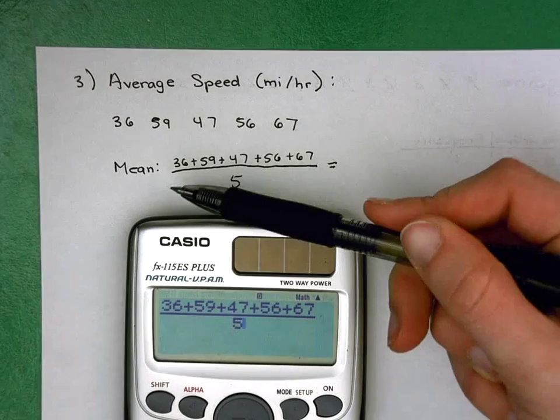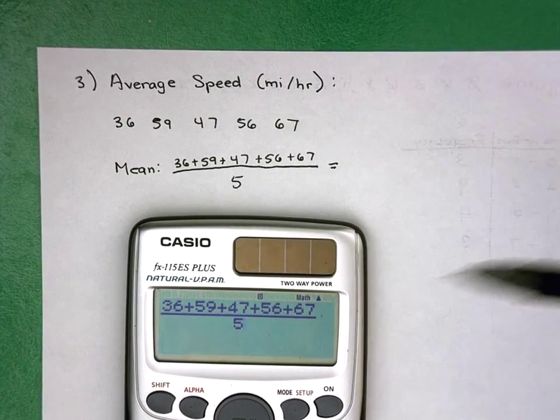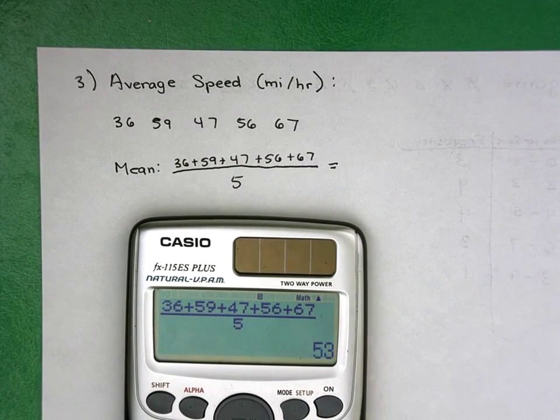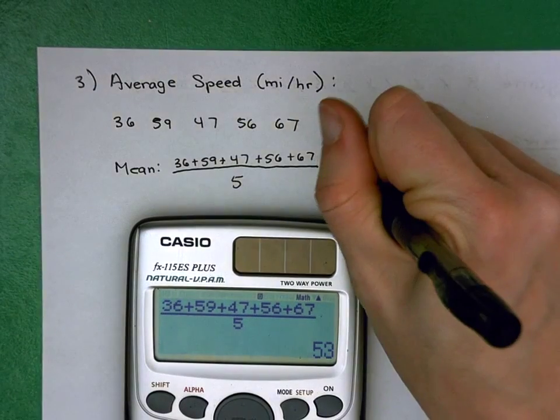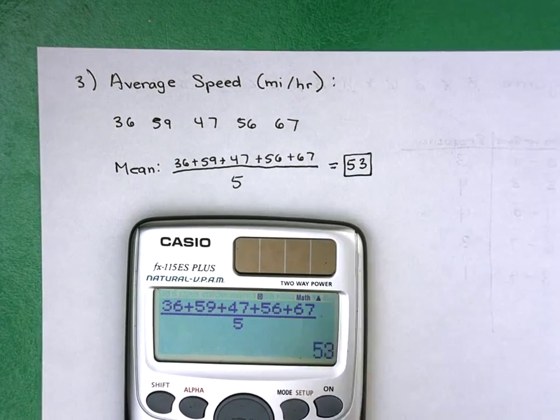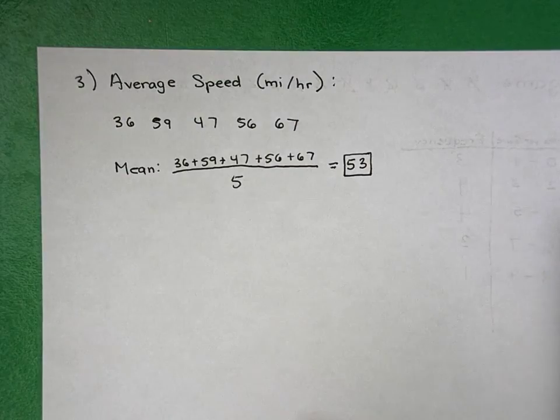And you always want to make sure when you're putting it into your calculator that you're very careful that everything matches up, right? So always take the moment to double check that. Okay? And when we calculate that, we get 53 as our mean. Okay? Median.